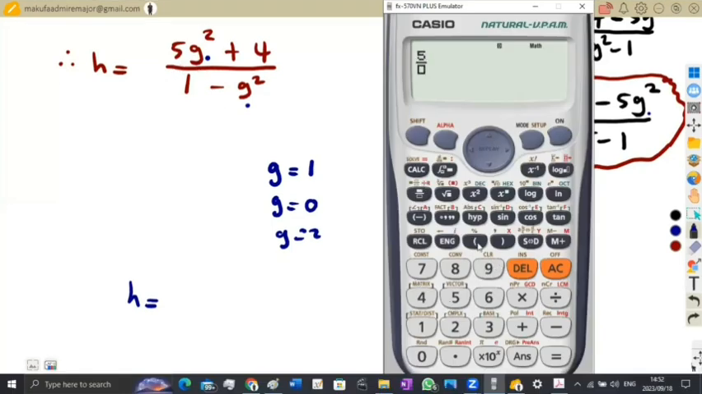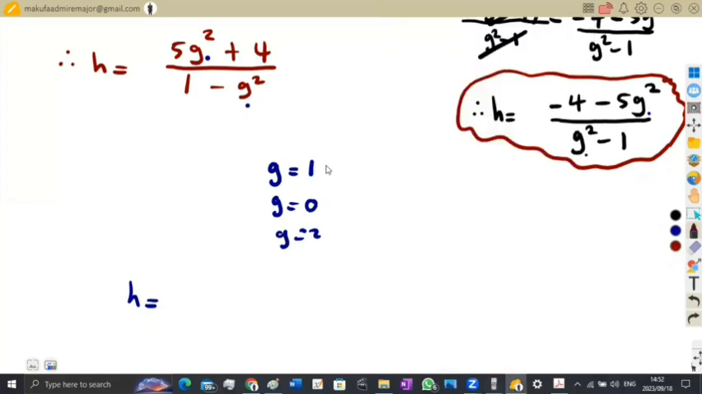So it's going to be 5. We choose our g to be 1. So it's going to be 5 times 1 squared plus 4, everything over 1 minus g squared, which is 1 minus, remember we said our g in this case is 1. All right, in this case, our denominator, remember our denominator cannot be a 0. So this one is not going to work. Remember, in mathematics, denominator cannot be equal to 0. So this part of our denominator here cannot be equal to 0. So we can't use 1.